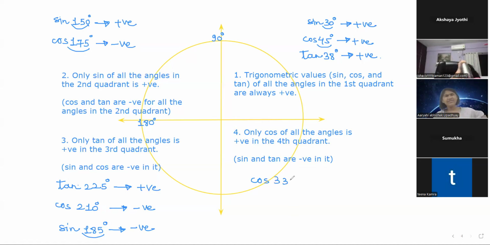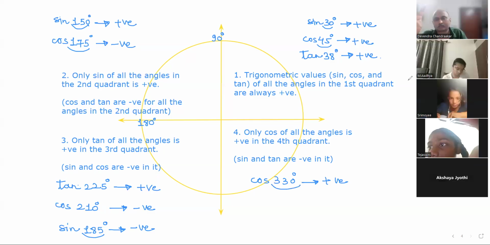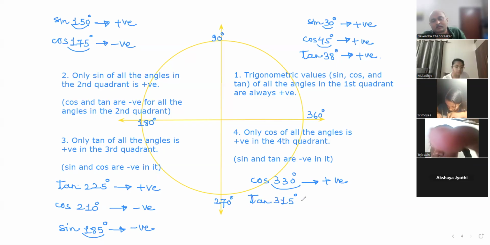Cos 330 degrees. Positive or negative? Obviously positive. How can we check? 330 lies in the fourth quadrant between 270 and 360 degrees, so that's why this is positive. What about tan 315 degrees? Obviously negative because it lies in the fourth quadrant. Sine 358 degrees. It is also negative.